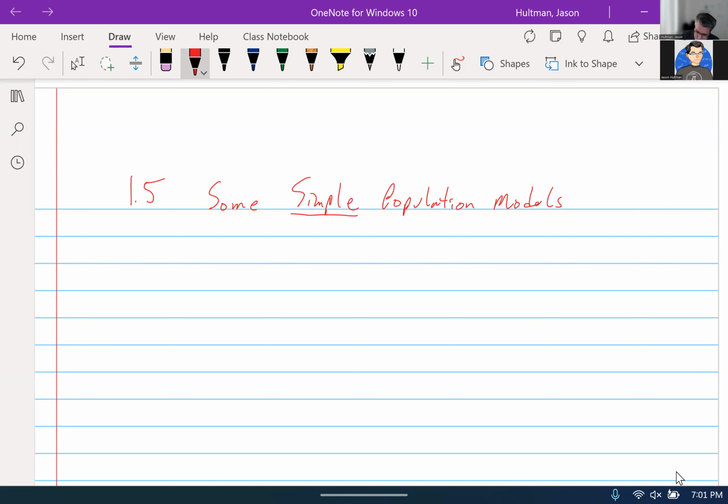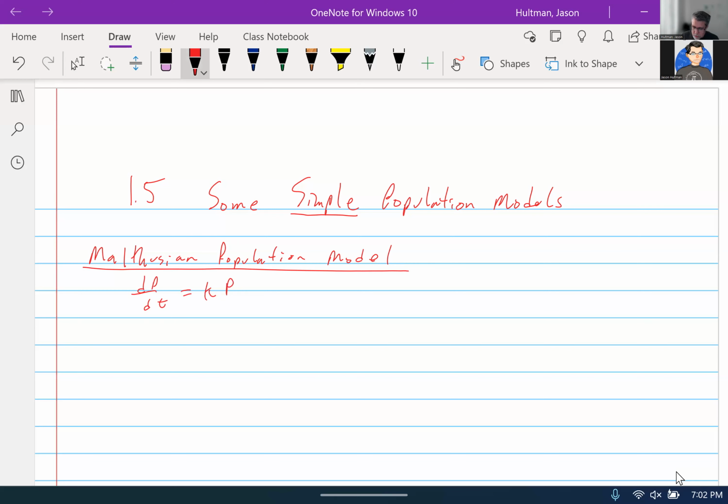The population model that you're probably very familiar with is called the Malthusian population model. That's exponential growth or exponential decay. Usually populations grow, but some decay, for example if there's a virus or a plague going through the population. So, the Malthusian population model: we have dP/dt equals kP.